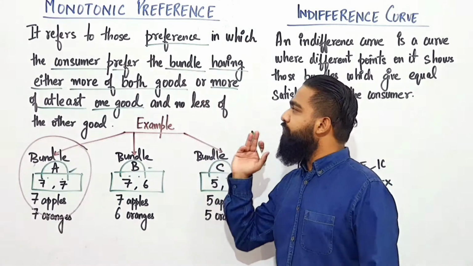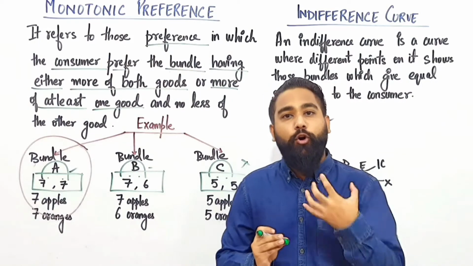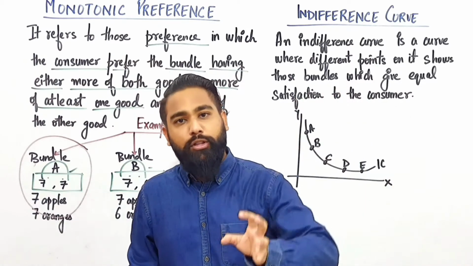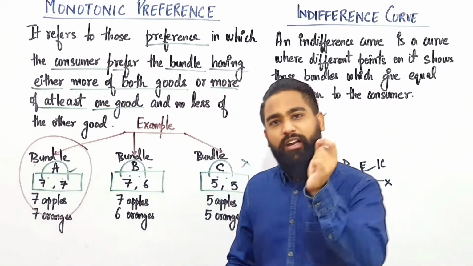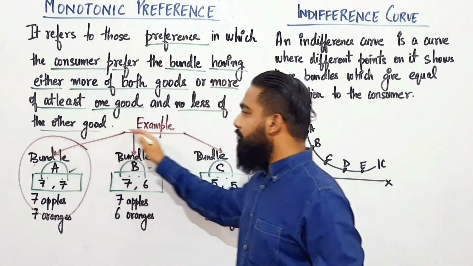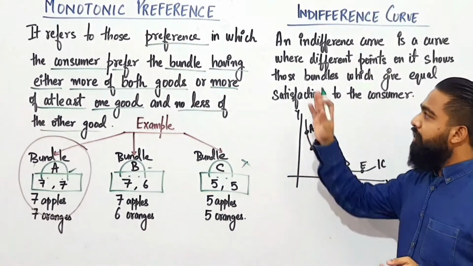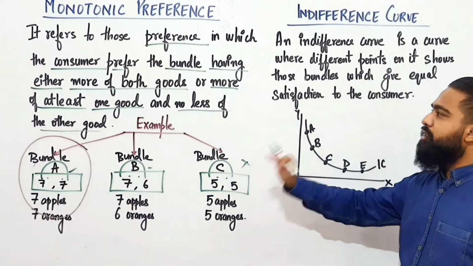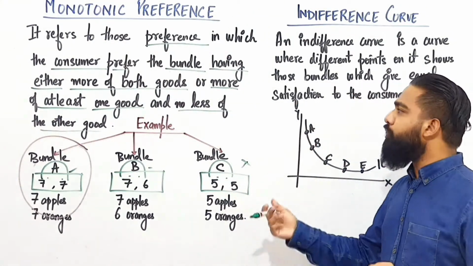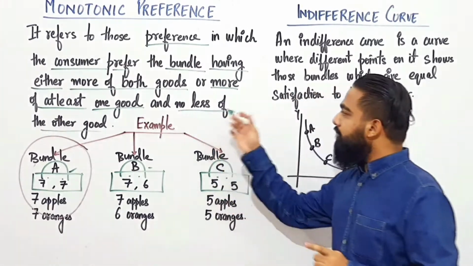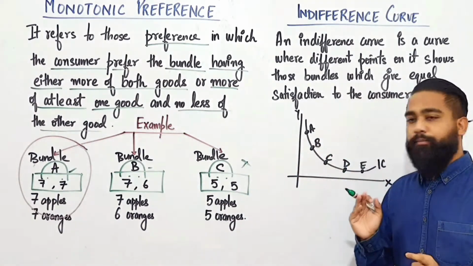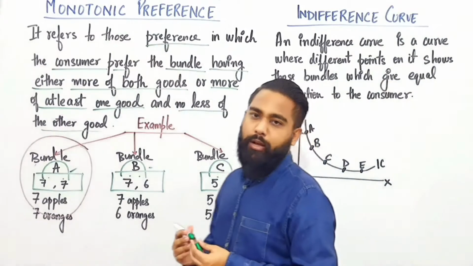That is the monotonic preference. The consumer prefers those bundles which have more units. Either they have both goods in more number, or at least one good which has more in number, and no less of the other good, and the other good is also not less than the others. So it refers to those preferences in which the consumer prefers the bundle having more of both goods, or more of at least one good and no less of the other good. So this is your monotonic preference.